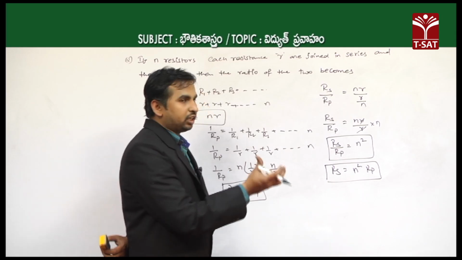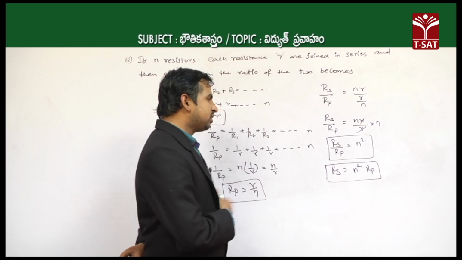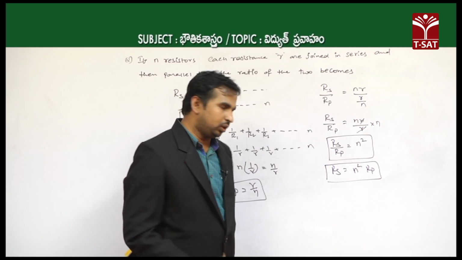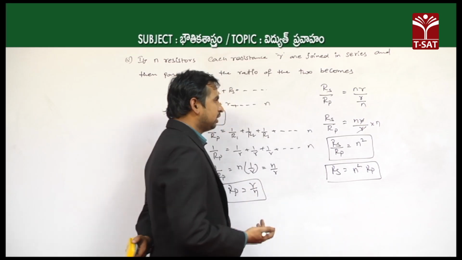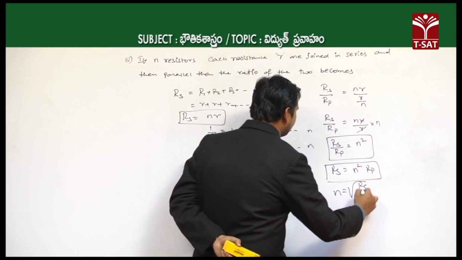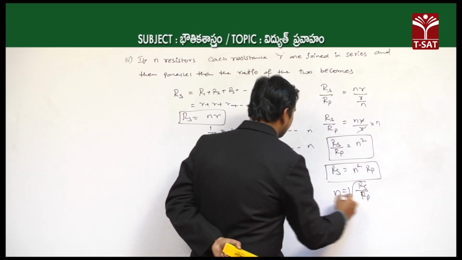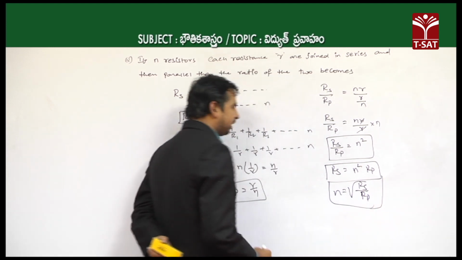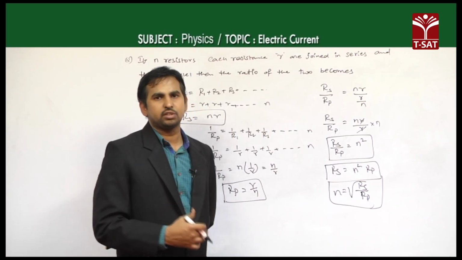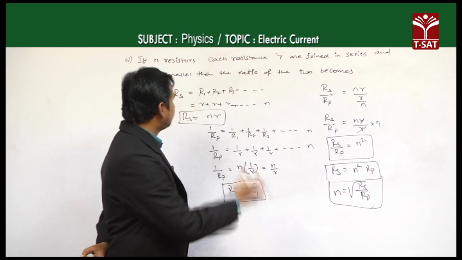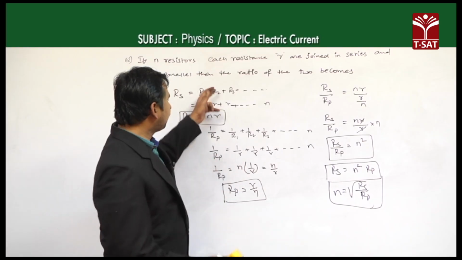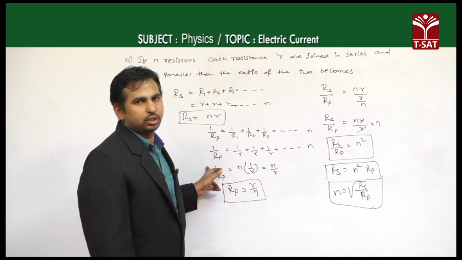In this case, if you are taking an equal number of resistances, it is very clear that Rs is equal to n square times the Rp value. Or if you want to find the n value, we can easily find it: n is equal to the square root of the equivalent resistance we get for series divided by the equivalent resistance we get for parallel. Taking the root, we can get how many resistances are used. Like this, depending on the given condition, whether it is in series or in parallel, we can find the different cases of resistance.